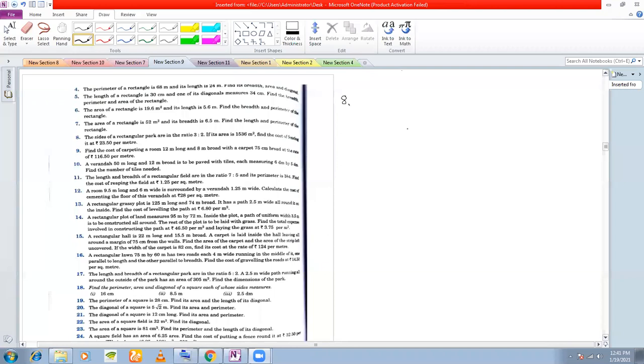At the rate of 23.5 per meter. That means 1 meter of fencing will cost 23.5. So you have your rectangle here. This is your park. Now, what we intend to do is we need to fence this park. Inside, you have children playing inside this park.